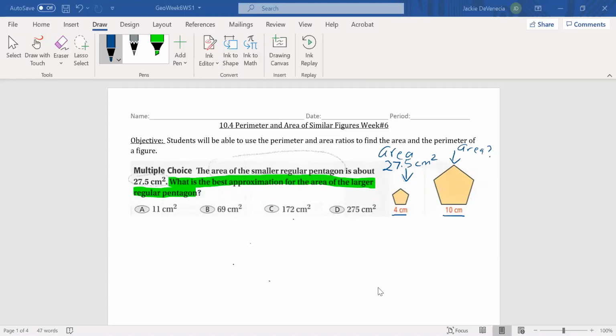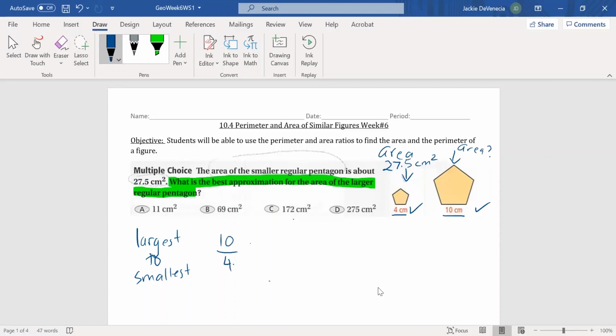To do that, first I'm going to make a perimeter ratio using their sides, and then from there, I'm going to find the area ratio. So let's go from largest to smallest, since we've seen smallest to largest. So that's going to look like 10/4.